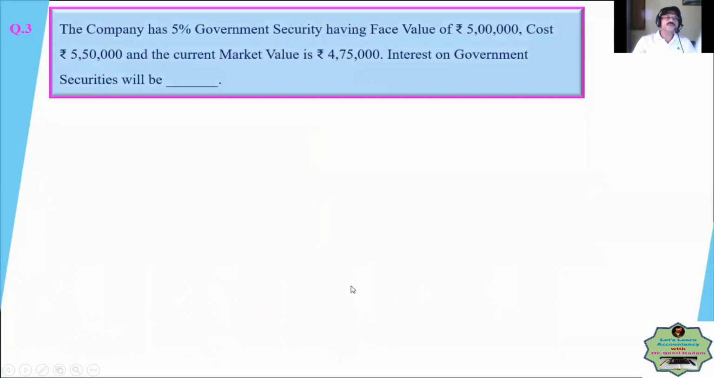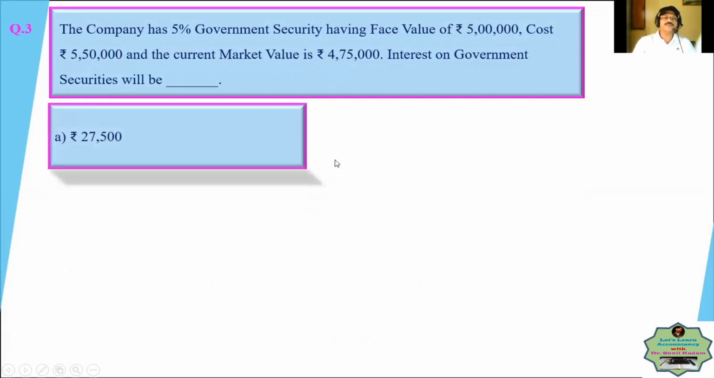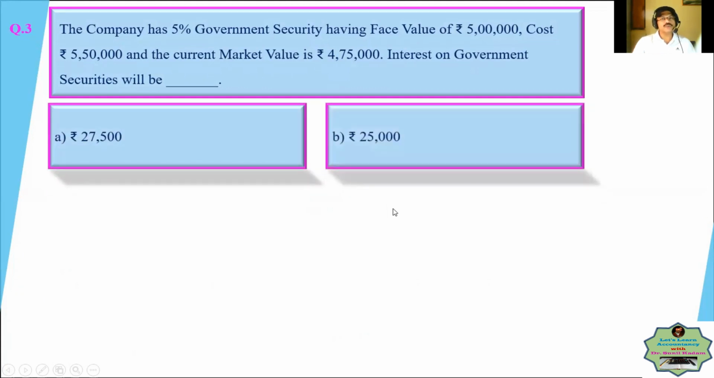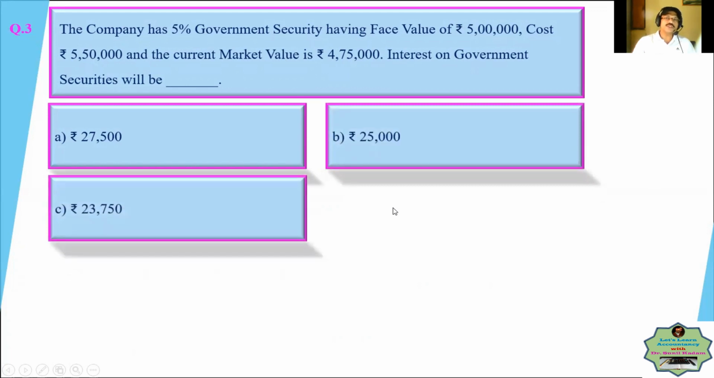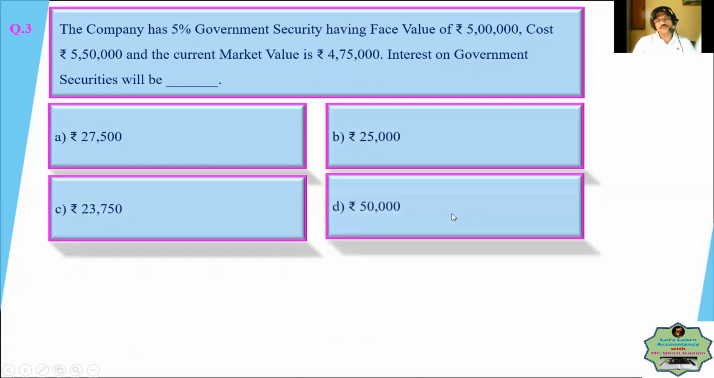The third objective for us is: the company has 5% government security having face value of rupees 5 lakh. Cost is rupees 5,50,000 and current market value is 4,75,000. Interest on that government security will be... So our job is to tell how much would be the interest received. The options given to us: rupees 27,500, rupees 25,000, rupees 23,750, rupees 50,000.